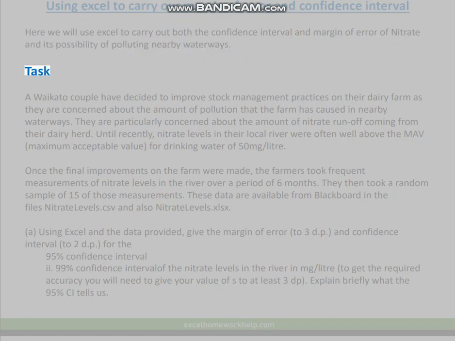Task. A Waikato couple have decided to improve stock management practices on their dairy farm as they are concerned about the amount of pollution that the farm has caused in nearby waterways. They are particularly concerned about the amount of nitrate runoff coming from their dairy herd. Until recently, nitrate levels in their local river were often well above the MAV, maximum acceptable value, for drinking water of 50 milligrams per liter.